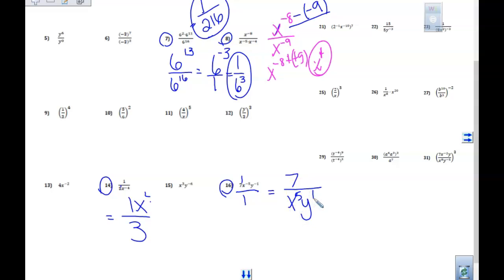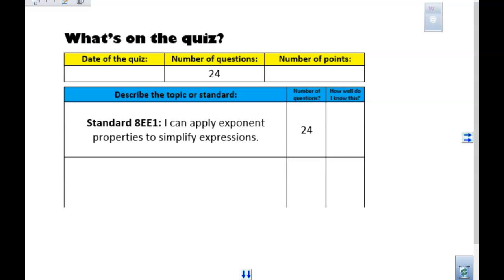X to the 5th minus 1st. Nice job. As you look at what's on the quiz, we're on page 20. Our quiz is going to be tomorrow, so 3-5. That is going to be Thursday of this week. 24 questions, 48 points.